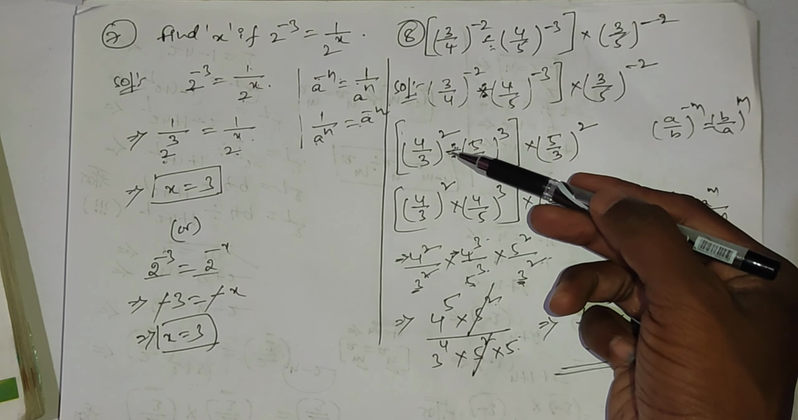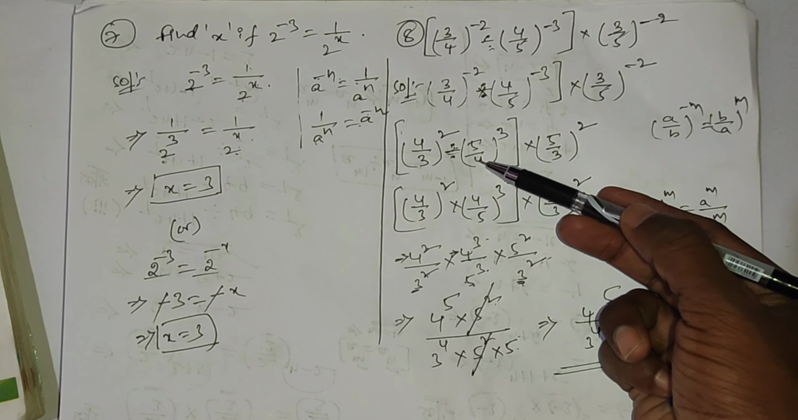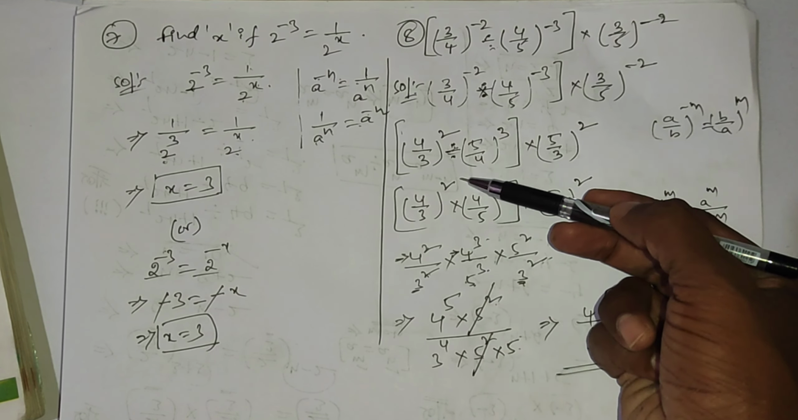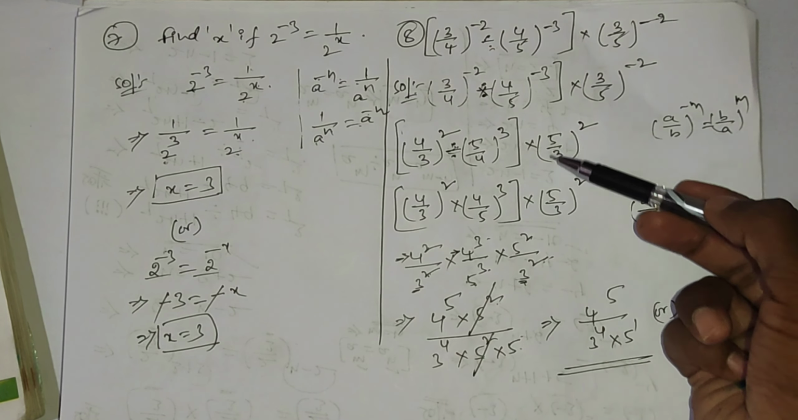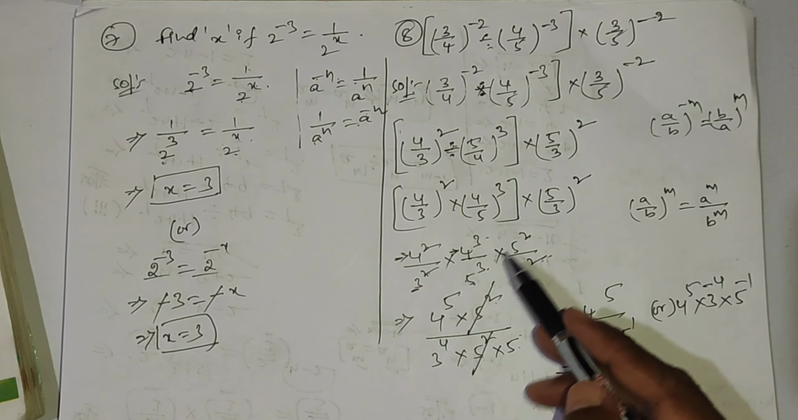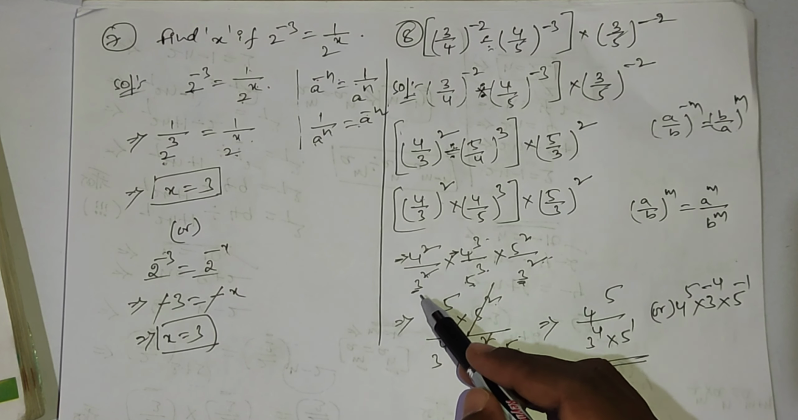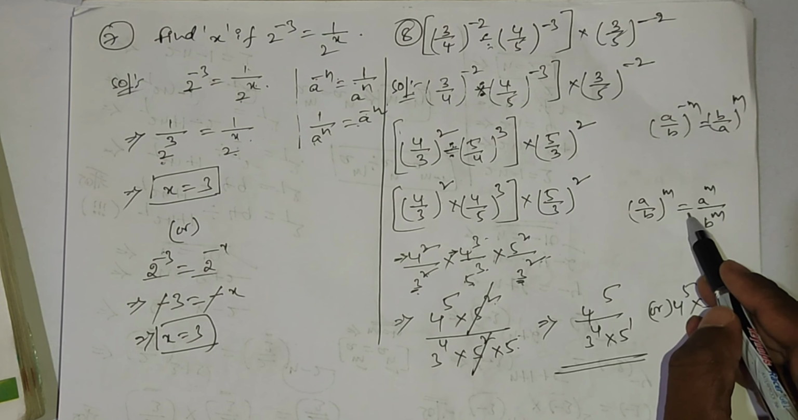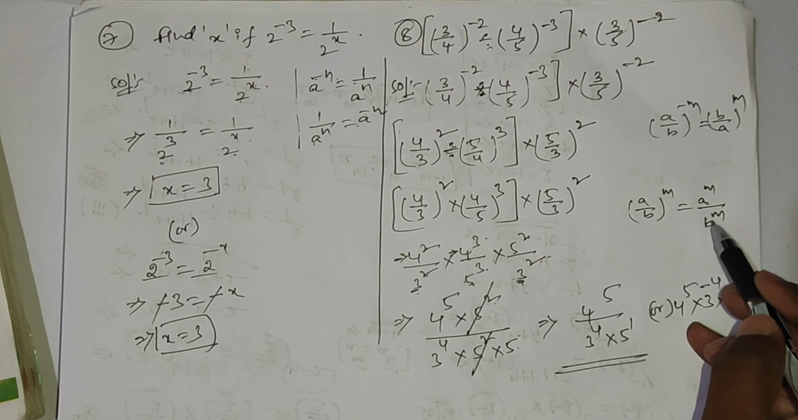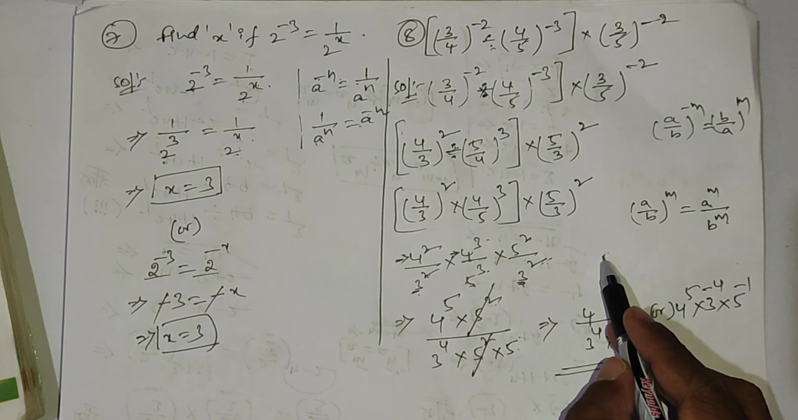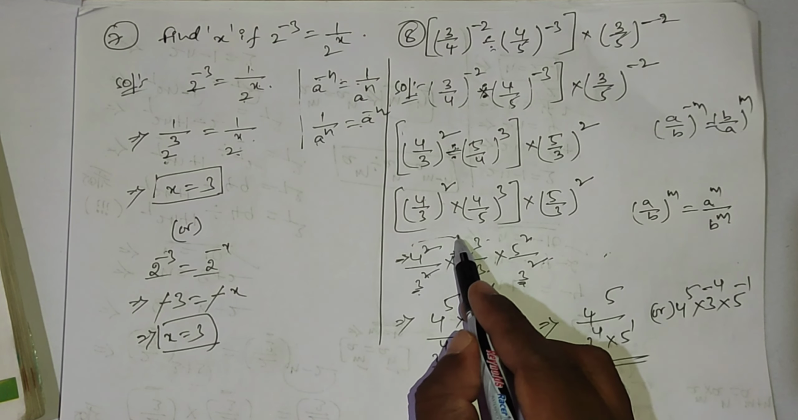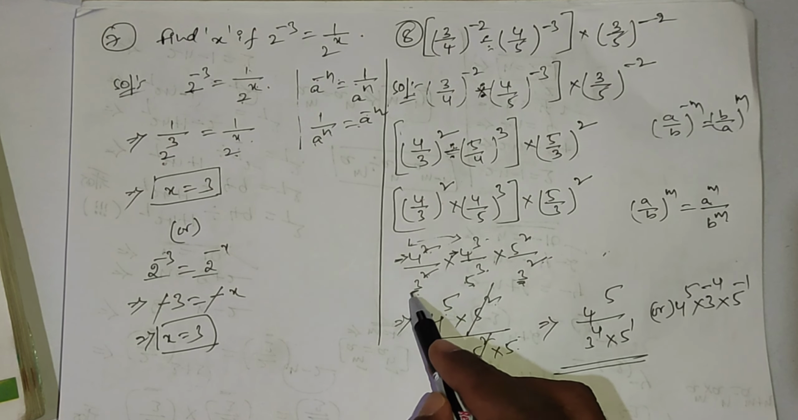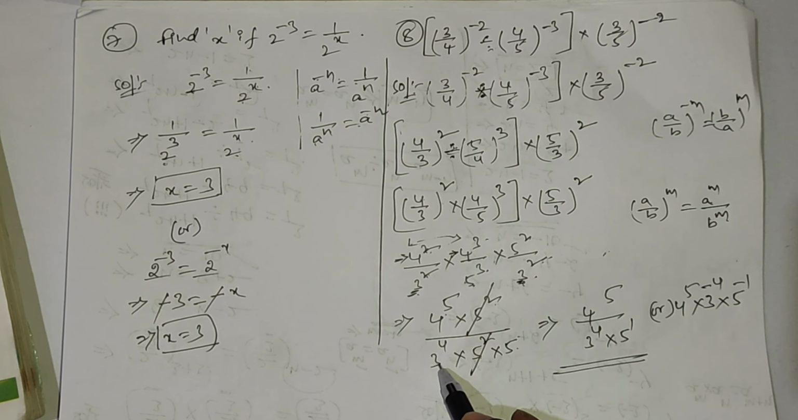Then division becomes multiplication. Again this fraction we are taking the reciprocal: 5/4 becomes 4/5. So (4/5)^3 into (5/3)^2. Just we are repeating these terms. Why we write 4^2/3^2 here is because we know the formula (a/b)^m is equal to a^m by b^m. And this is the formula of a^m into a^n: we are adding m plus n. Same for 3^2 and 3^2, the same formula we added here.